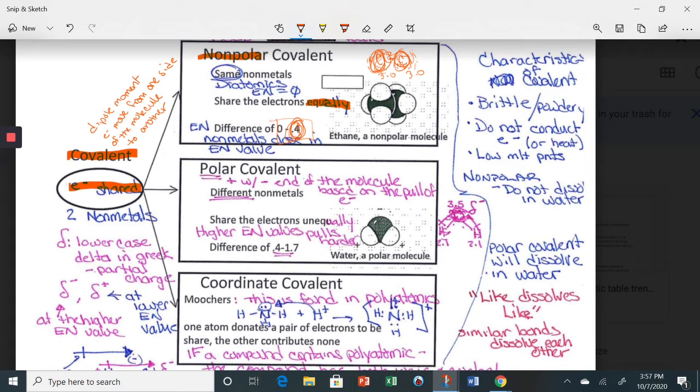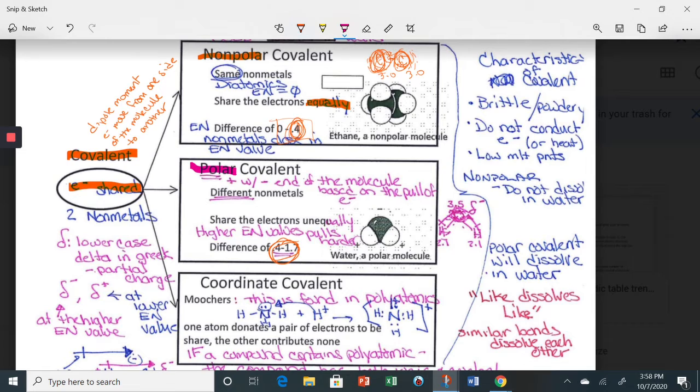Now, if you have two nonmetals that are different and have a large enough electronegativity difference, then you have what's called a polar bond.